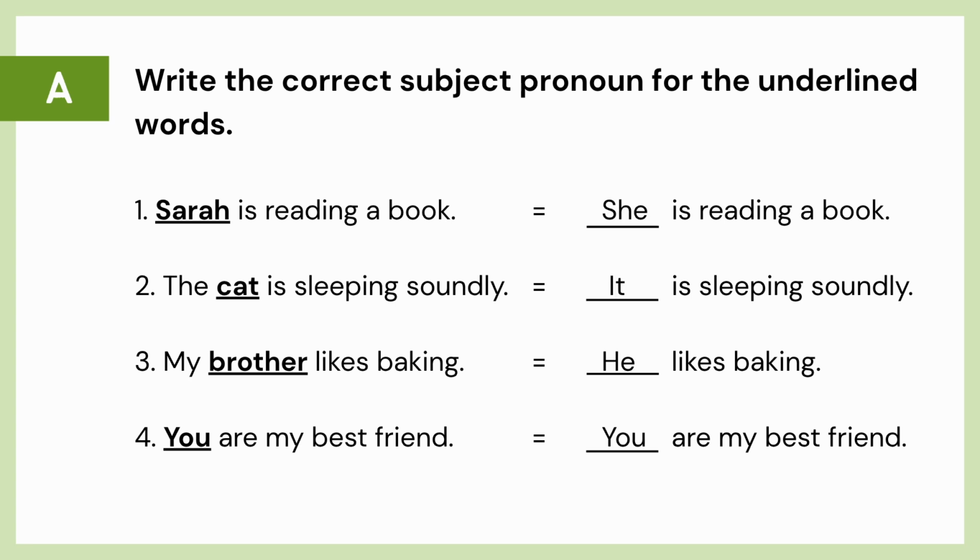Sarah is reading a book. Sarah. For feminine, we can use she. She is reading a book. The cat is sleeping soundly. We don't know the gender of the cat, so we can use it. My brother likes baking. Masculine pronoun, let's use he. He likes baking.